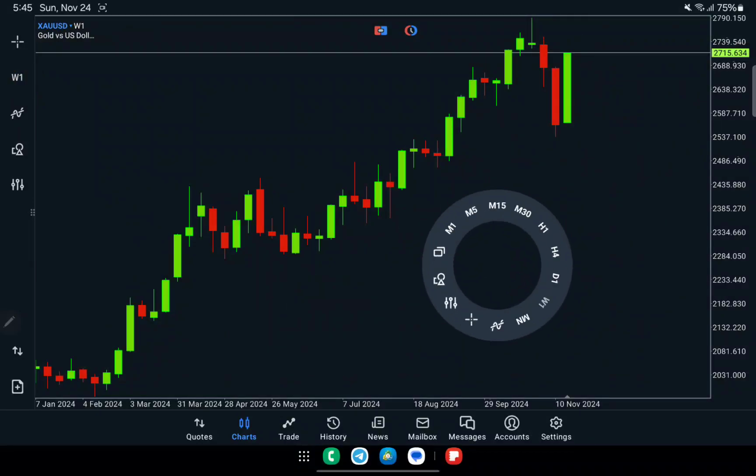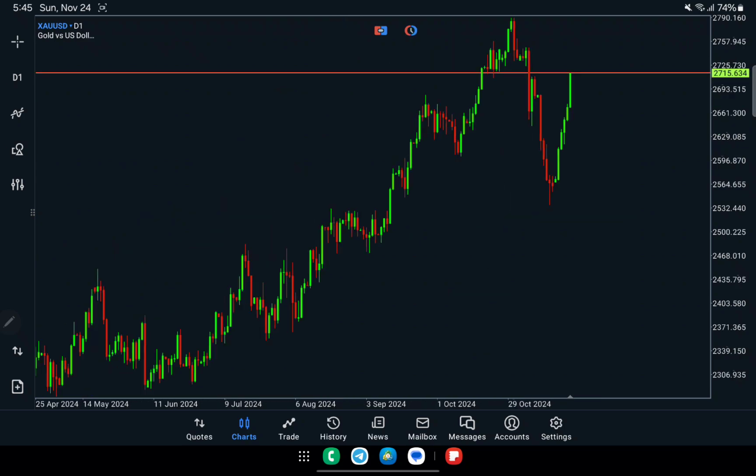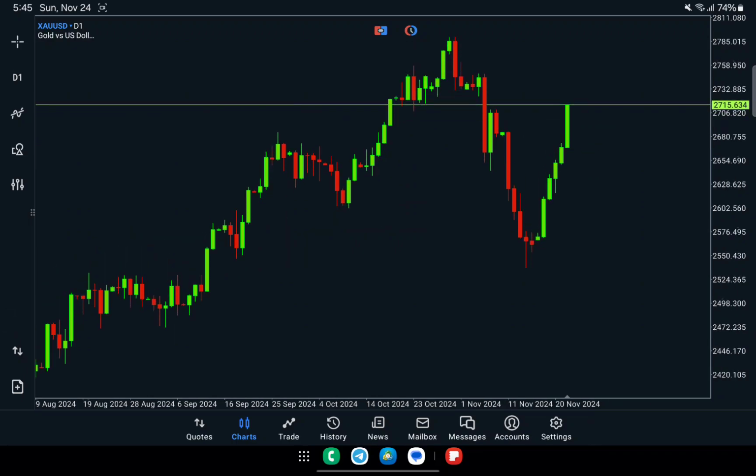If we get the daily time frame, as you can see, the last 5 days' candles, 1 2 3 4 5 days, are strong bullish, and last Friday the market was trying to go more up, there is no rejection, and it just crossed this resistance area.